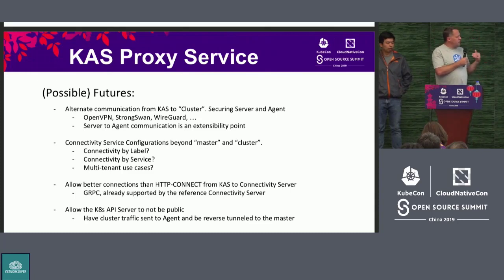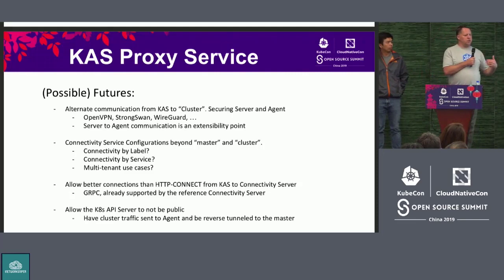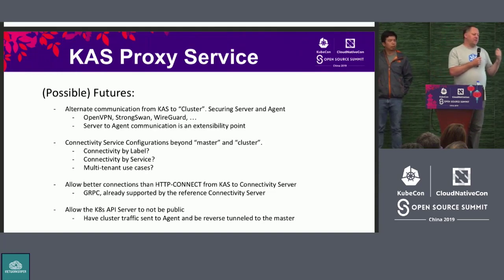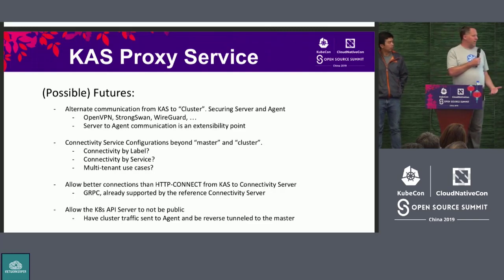So that's fine. I kind of hinted at the next one, but connectivity service configurations beyond the simple master cluster and etcd. So I might want to do connectivity by label. If I know that I have clusters in multiple zones, I may want to label the zone, and then instead of just going to cluster, I can send the traffic to the right zone. And that's very nice because then I don't get to that zone and then have to route a hop, you know, across the Pacific. So that's one very nice use that I can get out of labels to make everything work a little bit faster.